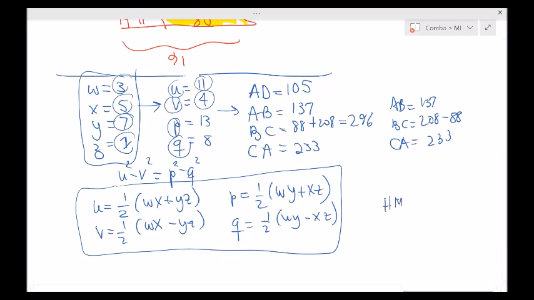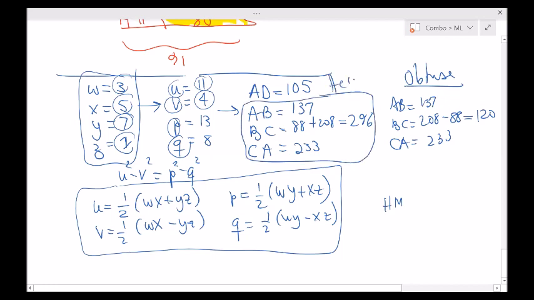Wait, I think you meant 208 minus 88. That is correct, which is equal to 120, is it? Yes. So this is an obtuse triangle. This is an obtuse triangle. And this one is an acute triangle. Yeah, this one is an acute triangle. But regardless, both of them have integer areas, which is pretty good.